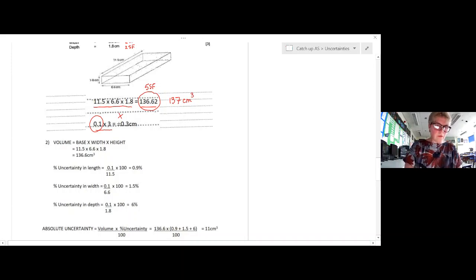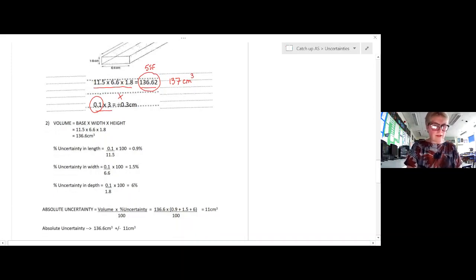So here we are. Another candidate has given another answer here. They've given 4 significant figures, 137 centimeter cubed. Correctly, that's 4 significant figures. That's 1 too many, so that bit's not right. But moving on to the uncertainties, this is right because they've gone 0.1 over 11.5 times by 100, 0.9%, and they've given it to 1 significant figure.